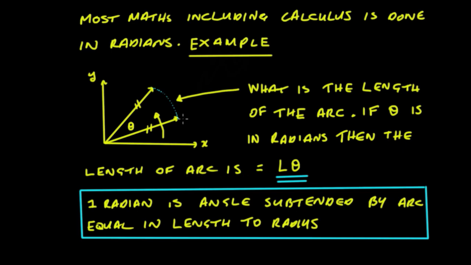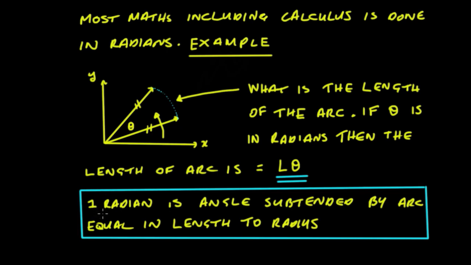Okay, so that means that we can directly relate the length here with an angle there, and it's simply related through this simple equation here. The length of the arc is going to be L times theta. Okay, now what is a radian?